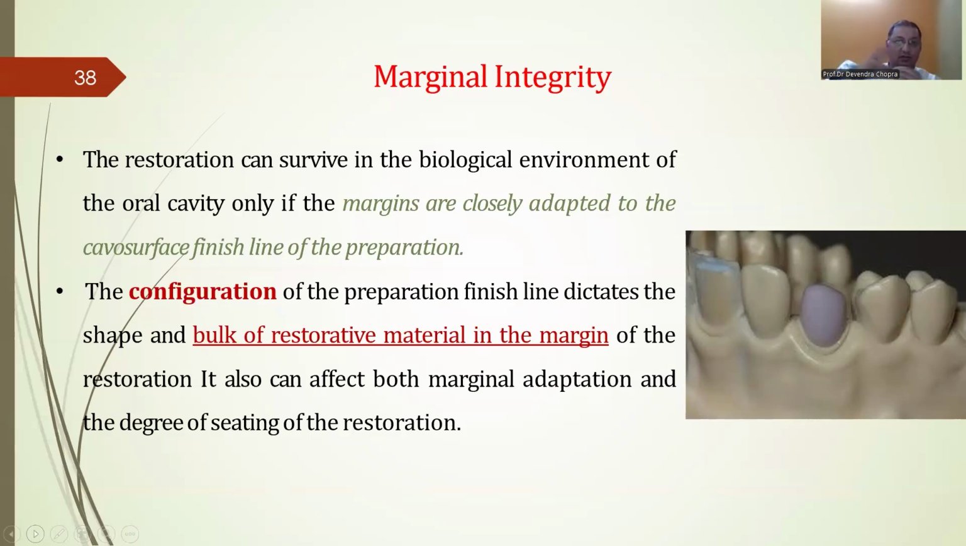And I have already told you, if you are not using an end cutting bur, definitely it will lead to irregular finish margin and your restoration seating will be a problem. And if you put excess cement, cement leaching will lead to gingivitis, and in due course of time, if you don't remove that cement inside the gingival crevice, it will lead to periodontal pocket formation. So you have to be very careful. Next slide.